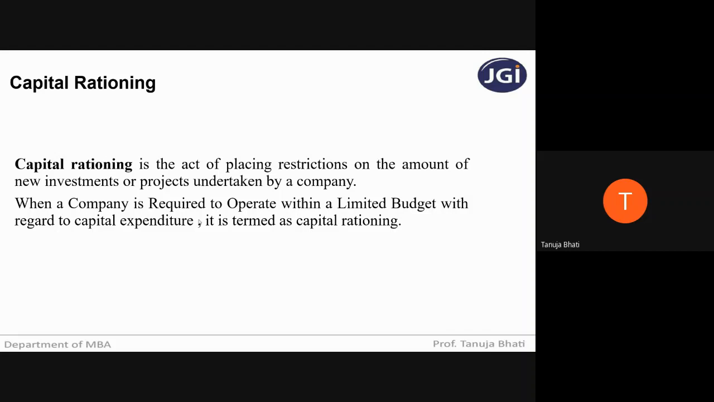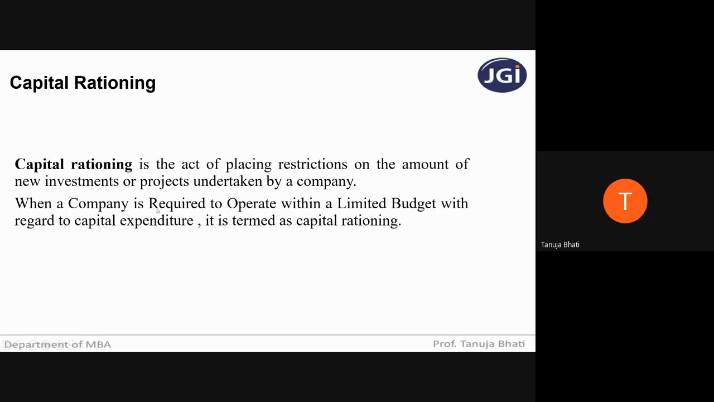Because it has a restriction of 10 crores, that is, only 10 crores of investment is supposed to be made. So when it has certain restrictions in mind, on the basis of which it has to make new investments or undertake new projects, it is termed as capital rationing. Now you will understand this better: capital rationing is the act of placing a restriction on the amount, that is 10 crores in my example, of new investments or projects to be undertaken by a company.